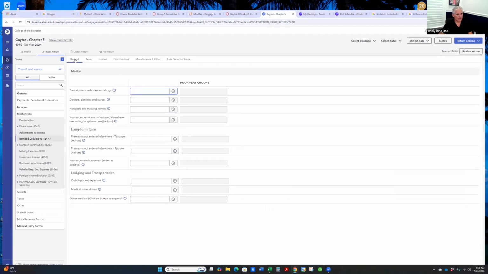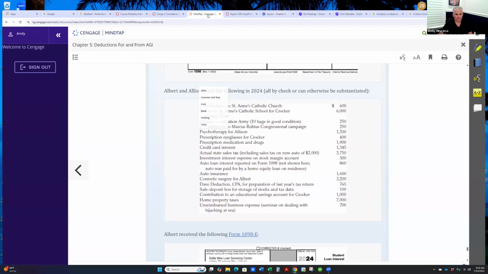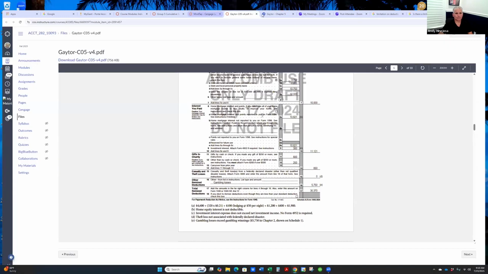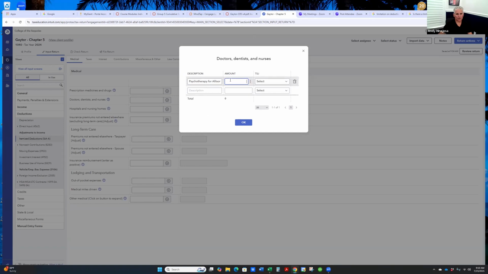We have medical expenses here. The categories listed are prescriptions, medicines, and drugs. That's not what we're referring to. Doctors, dentists, and nurses. We will consider a psychotherapist as a doctor. So we'll enter that. Psychotherapy for Allison. And the amount listed was $1,200.